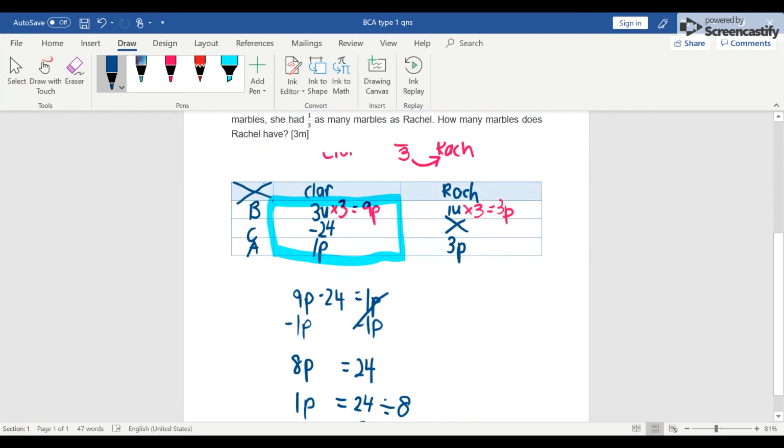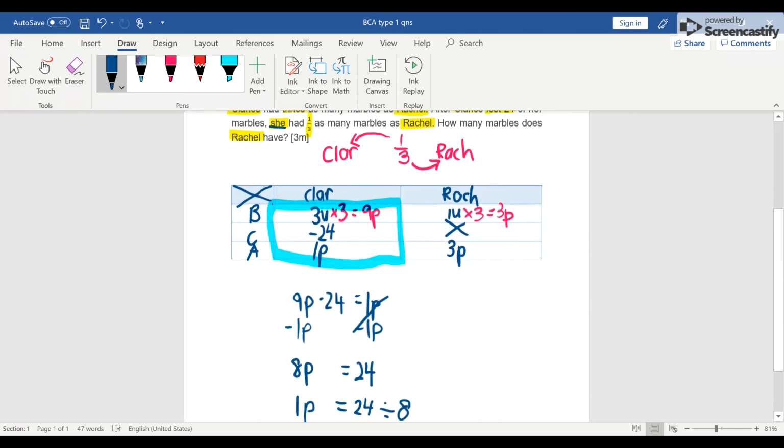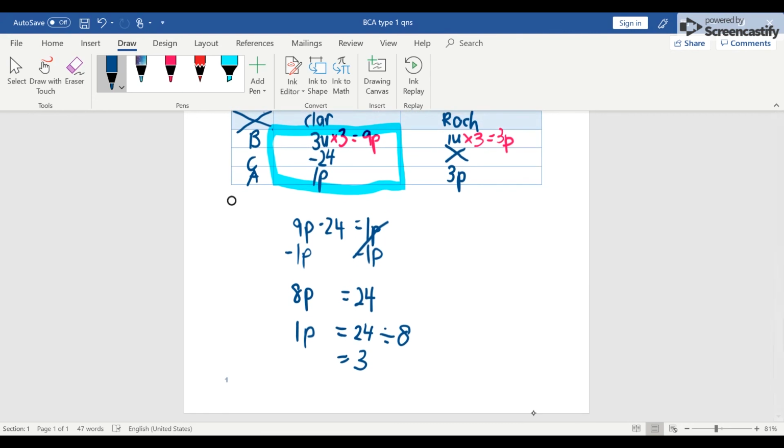So let's recall the question. They want us to find how many marbles does Rachel have, right? So Rachel has 3 parts. Do you see here is 3 parts? So awesome. All I need to do is just solve for my 3 parts. 3 times 3 is equals to 9. And that's it. So my final ANS, which stands for my answer, is 9 marbles.